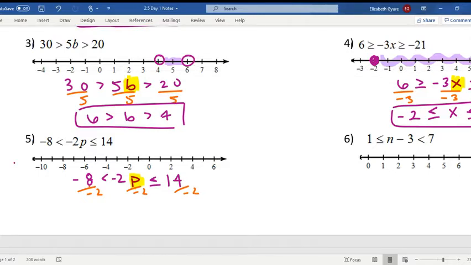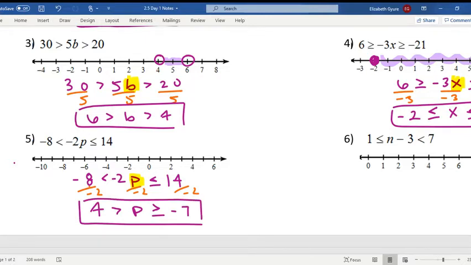Yes. Dallas asked if we would switch our symbol. Absolutely, because we're dividing by a negative. So what is -8 divided by -2? +4. Your less than becomes a greater than. We just have p in the middle. The less than or equal to becomes a, well, greater than or equal to, but then yes, we would have a -7. Good.